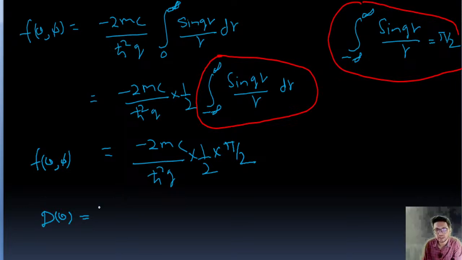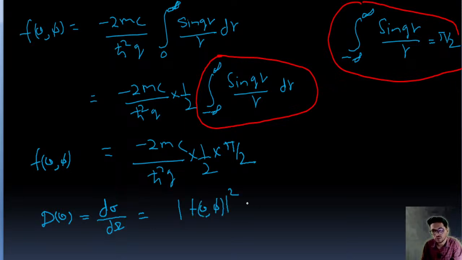Right, this is d sigma upon d omega, and this value we know, that is mod square of f theta phi, right? So from here this value is going to be 4 m square upon h cut to the power 4 q square into pi square upon 16. This will be the value. So from here we can find d sigma.